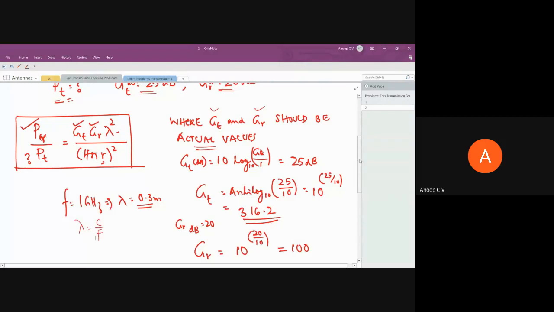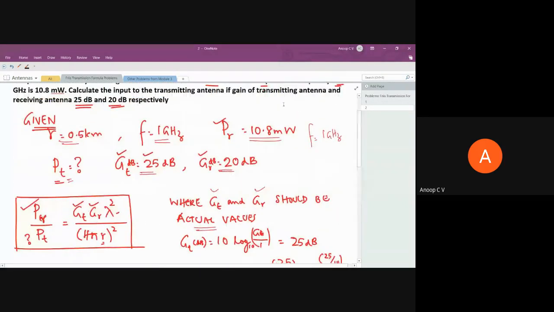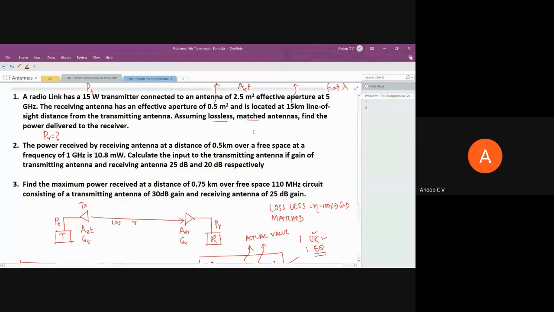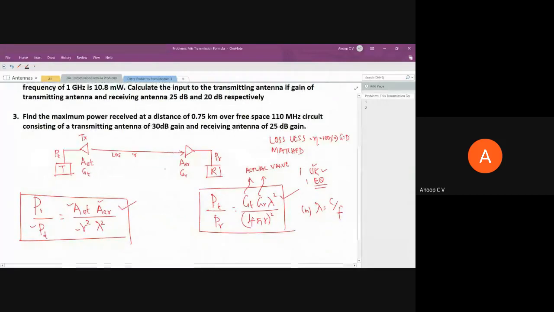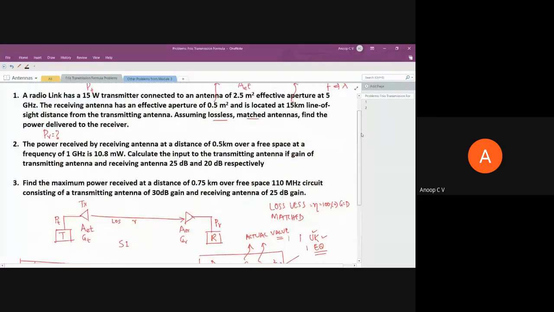That's it. Such problems are easy. At least one problem or one derivation from these Friis transmission formulas is sure for your exam, I bet. It can either be the one using the equation of effective aperture or the other one using gain. What you have to keep in mind is that everything should be substituted in SI units, and gains should be in actual value. It should not be in dB. If it is given in dB, you should convert it into actual value and substitute. That's about problems on the Friis transmission formula.